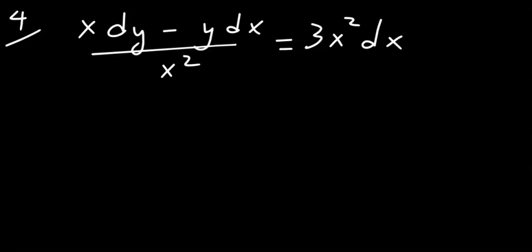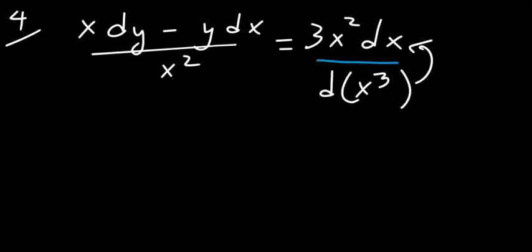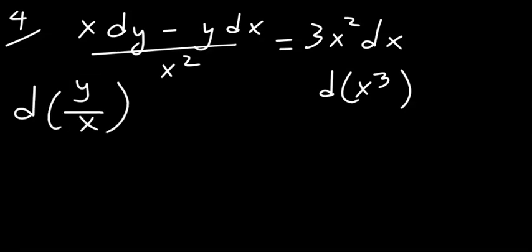Example 4. The right-hand side is 3x squared dx. So it's pretty straightforward to express that in an exact form. That is just x cubed. The differential of x cubed will give you that. What about the left-hand side? The first thing to note is the minus sign, and the second thing to note is the appearance of x squared in the denominator. That suggests not product rule, but quotient rule. So we can try something like y over x.